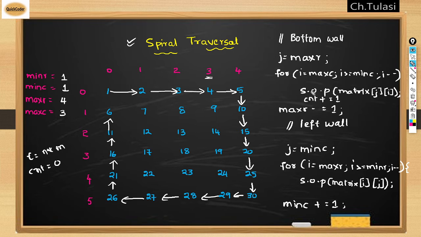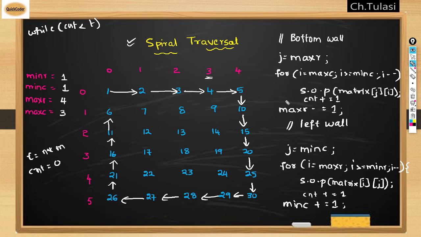Whenever an element is printed, I will increment count by 1. Then I will check whether my count is less than t; only then it will continue, otherwise it will stop. So in the while loop I will write while count is less than t, then only I can compute. Okay, so that's it about the spiral matrix. I think you have understood very well.